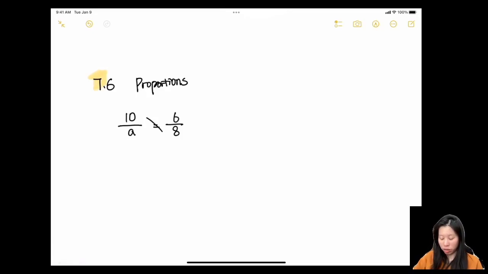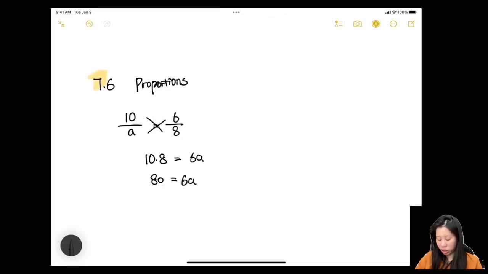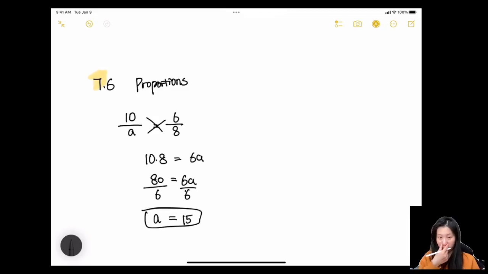So I have 10 times a equals a times 6, which is 6a. So I have 80 equals 6a, and then I divide by 6 on both sides. So our a equals 15. That's how you solve for a. Okay, next.